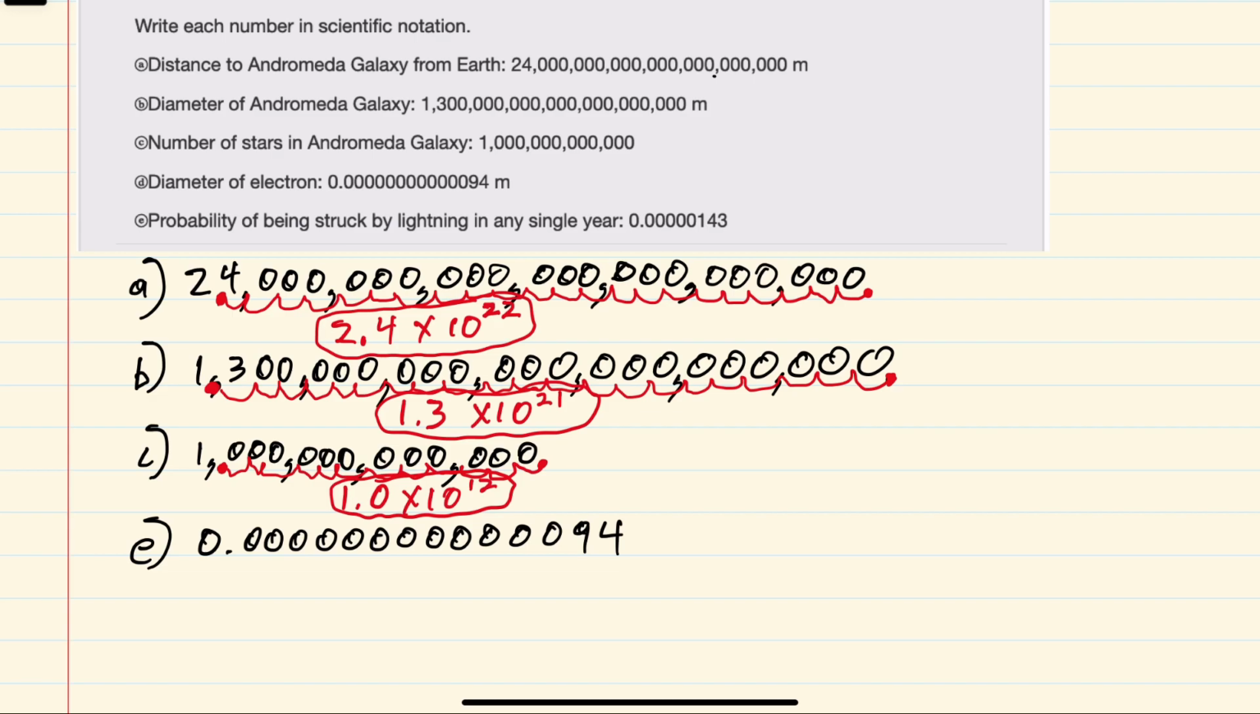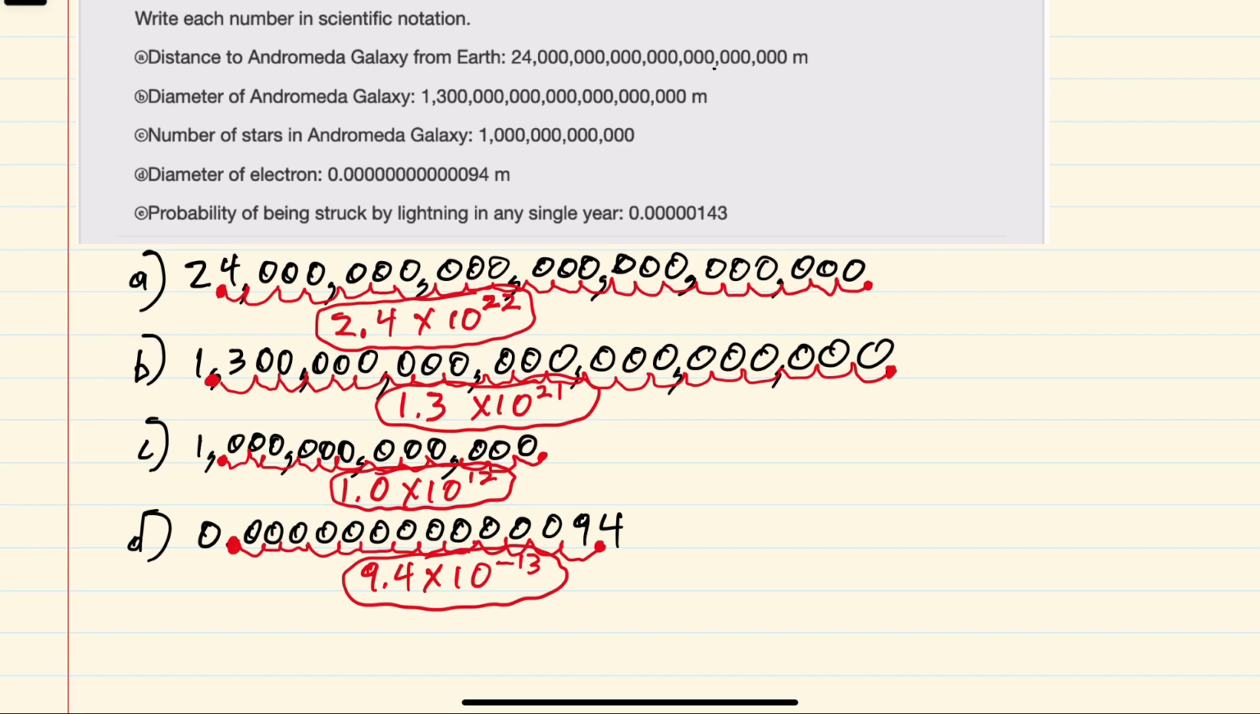Here, the original decimal place is here, and in scientific form, it would need to move behind the first non-zero digit, so it would need to move here, giving us 9.4 times 10 to, this time, the number of spaces that we would have to move the decimal is 13, and since this is a very small number, I know that this would have to be a negative 13 as the exponent, and that was actually D, not E.